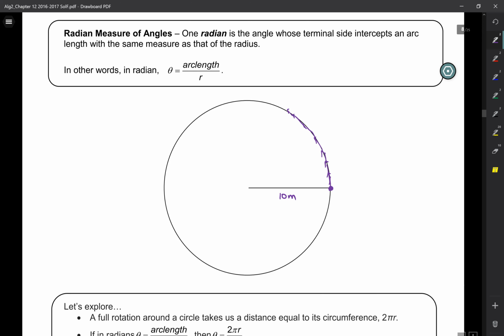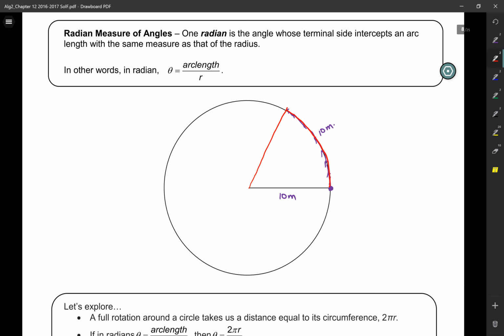The pedometer beeps. So you walk 10 meters, and suppose that length is now 10 meters. So you stop there. You draw a line from here to there. What have you just created? An angle. How did you create this angle? You created this angle by walking the same distance along the circle as the radius. So now this arc has the same length as the radius.